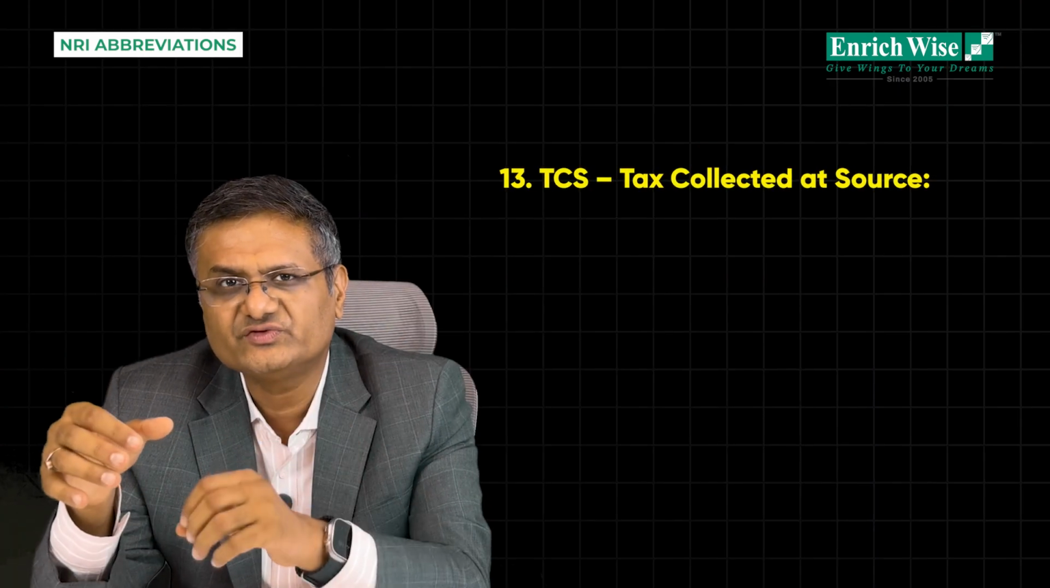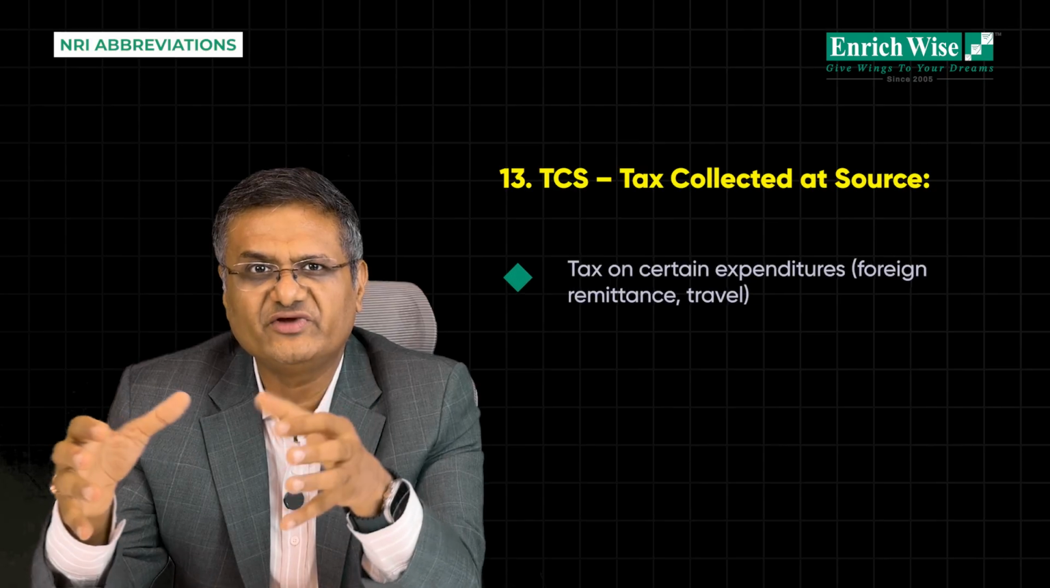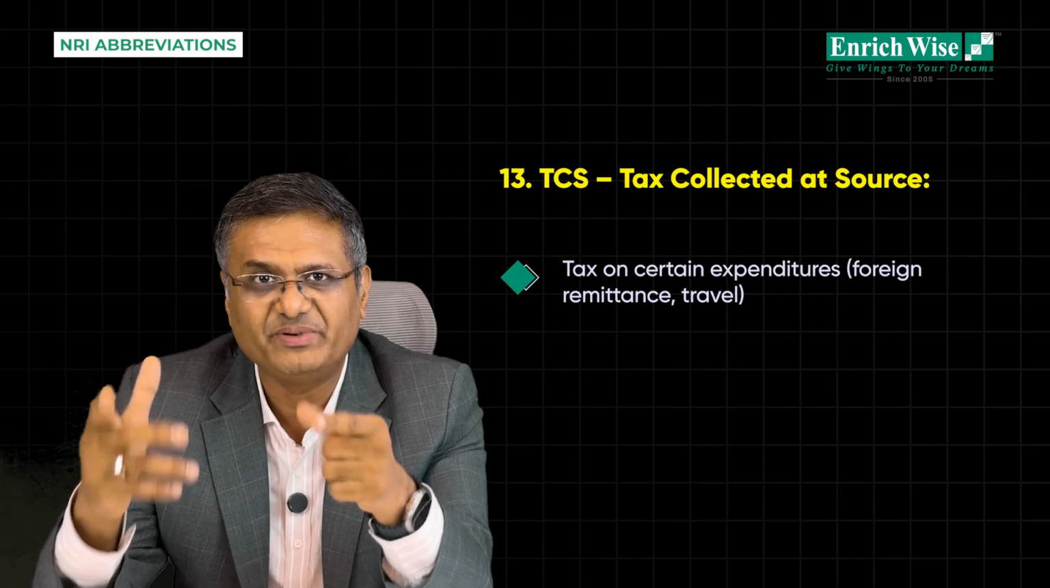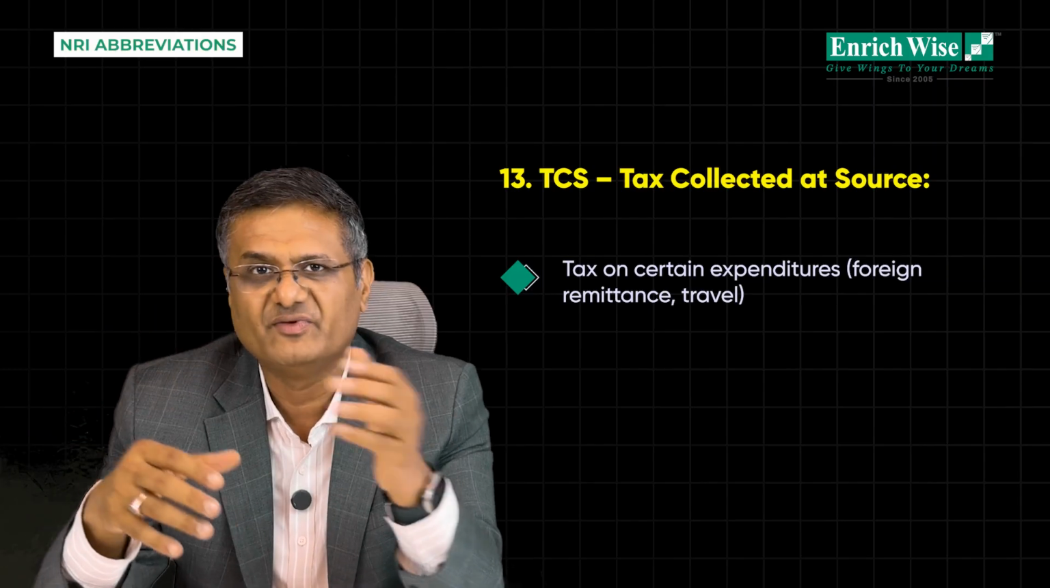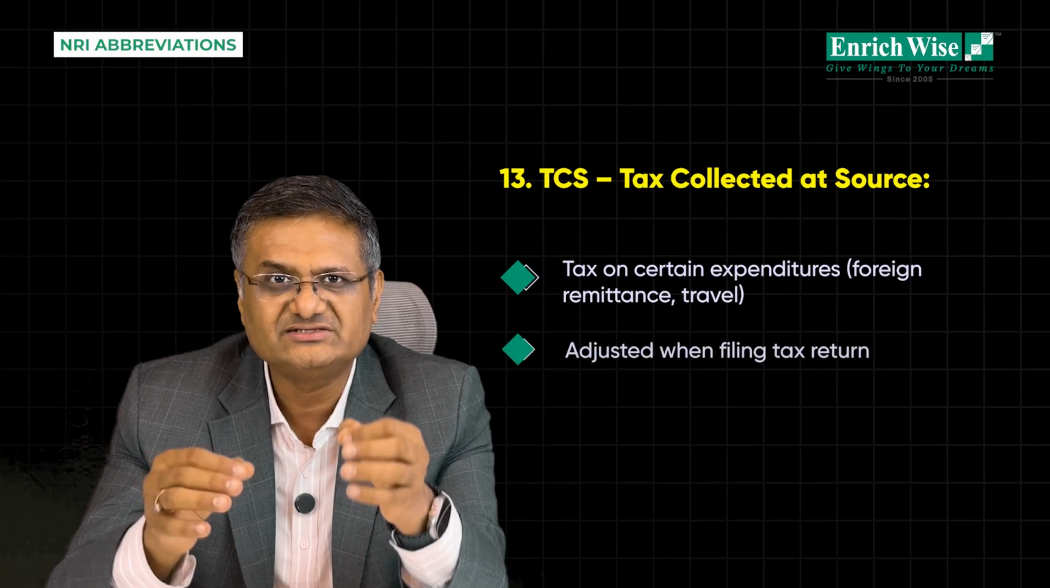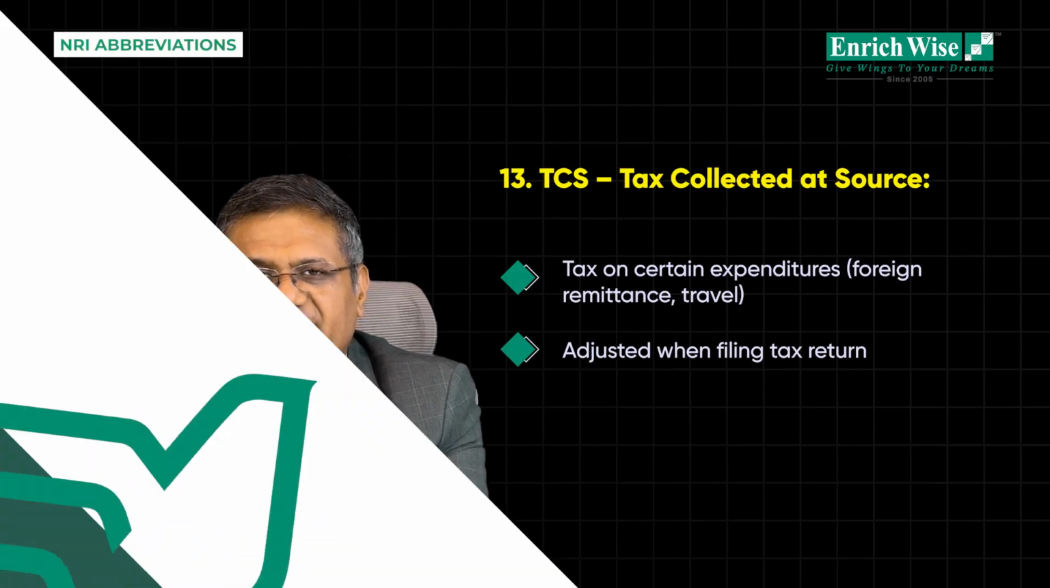TCS, Tax Collected at Source. Unlike TDS, this tax shows up when you spend, not when you earn. Say remitting money abroad or booking overseas travel or buying a car above a certain amount, it's collected in advance and adjusted later when you file your returns.